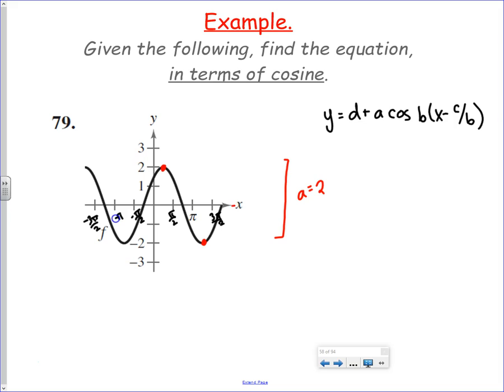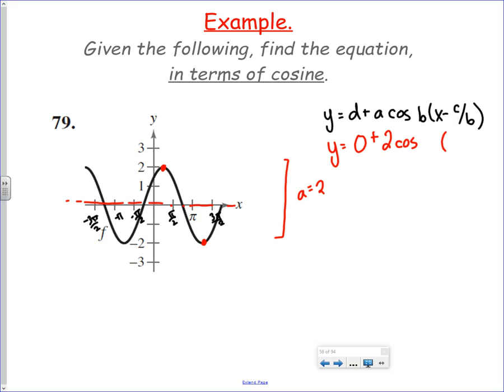Remember, it's from the middle. So someone else, if Kevin's like, hey, it goes up 2 or down 2, what does it go up 2 or down 2 from? What would D be? 0. 0, because it goes up 2 from 0, down 2 from 0. Okay, cool. So D is 0. We have our cosine.